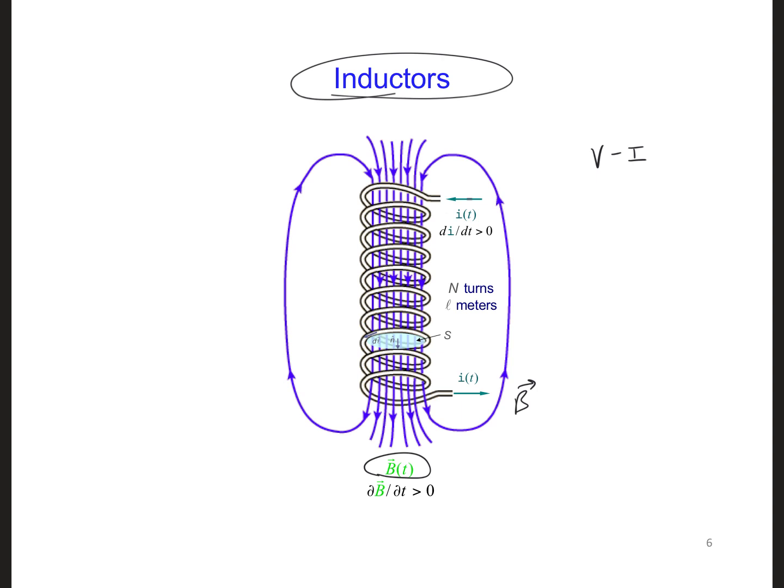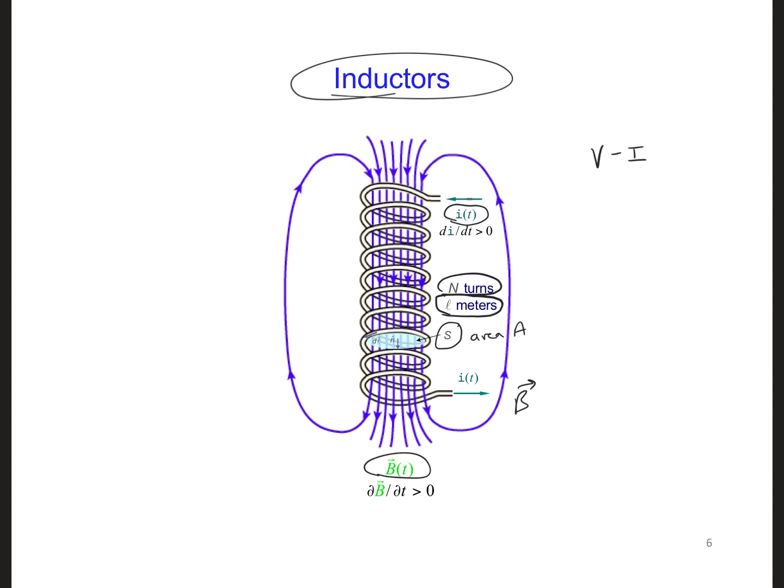And so let's consider an inductor. It's a wire coil like the one you see here. There's a capital N number of turns. There's a current, I of t. It might vary in time. The length of the coil is L meters. There's a cross-sectional area, S, that's that shaded blue region. And let's say the area there is A, the total area. S is the surface of that area.